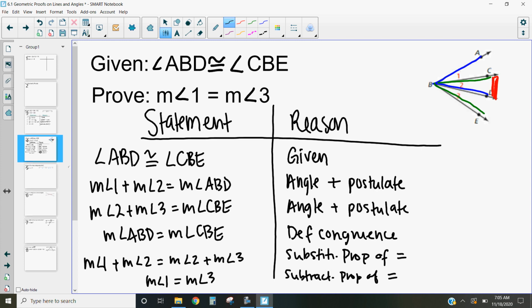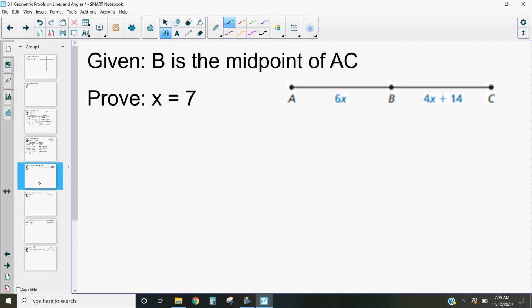So let's look at one more example here. Given B is the midpoint of AC, prove that x equals 7. Okay, midpoint. A midpoint is a point that divides a line segment directly in half.